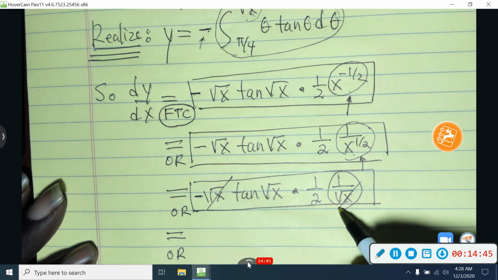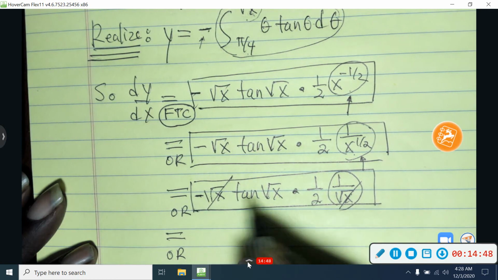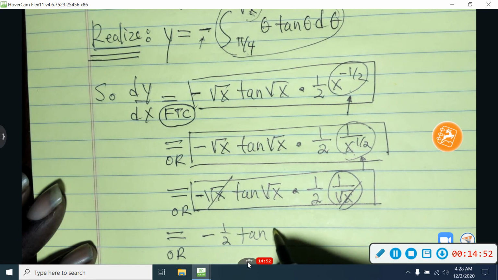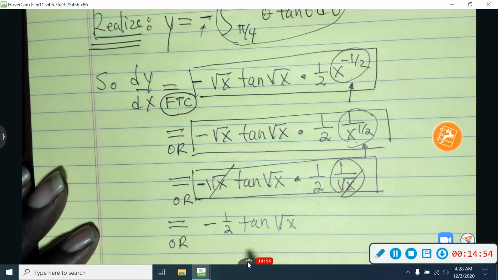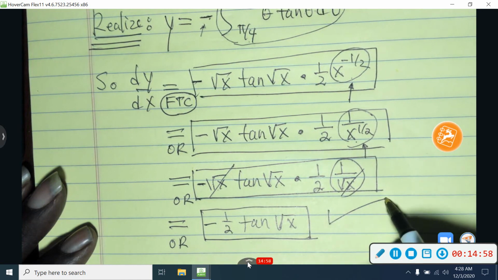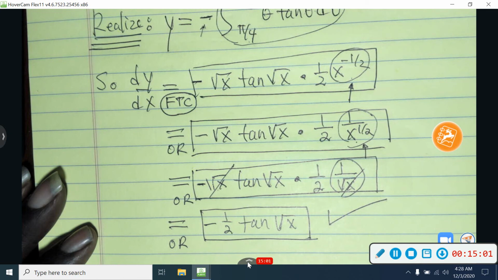Put the half in front and you get minus 1/2 tangent root x. And congratulations, that is what you see in the back of the book. Capiche?